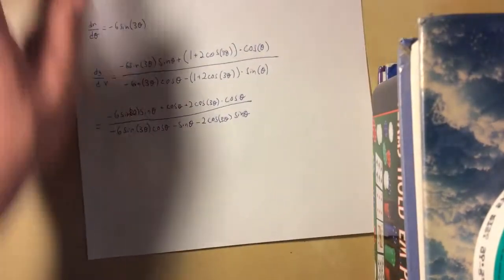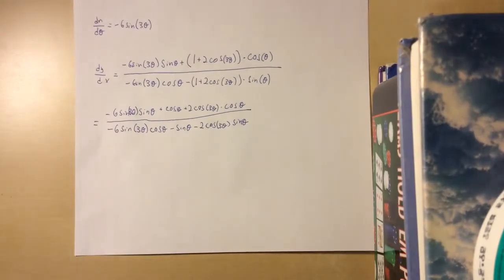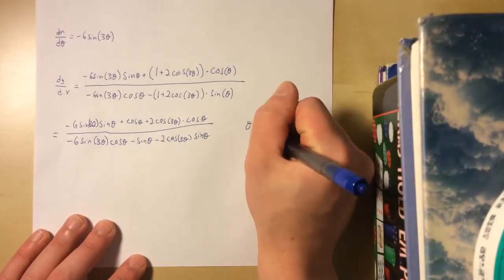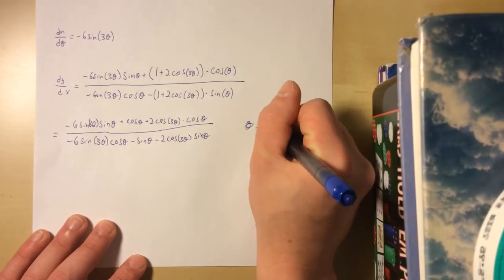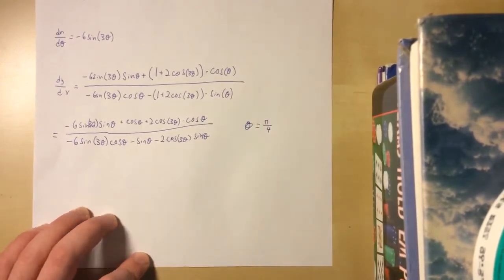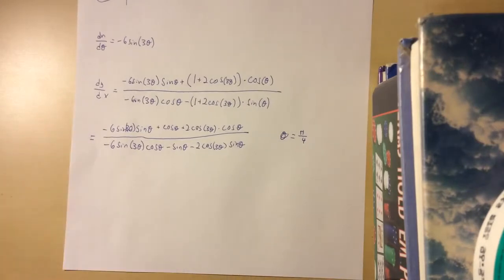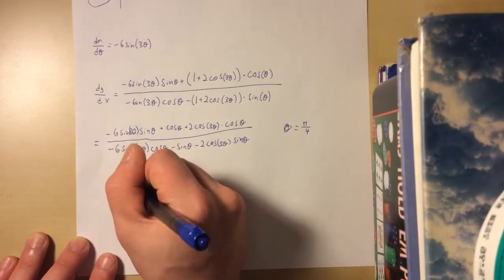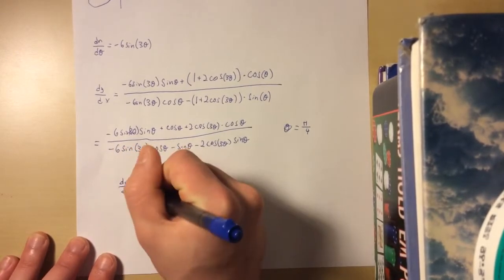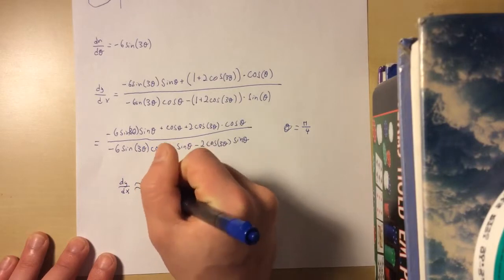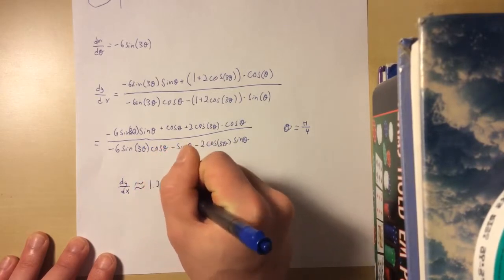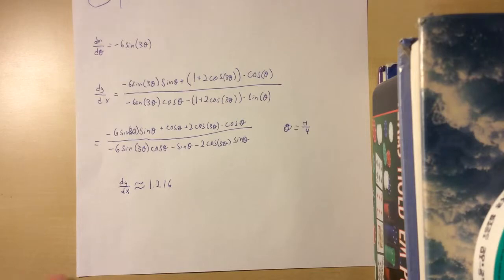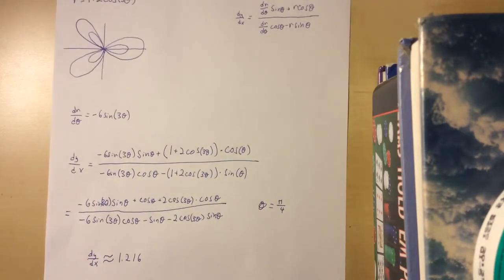So yeah, it doesn't look that nice, but now all we have to do is plug in theta equals pi over 4, and we just have a bunch of sines and cosines, so that's going to give us a real answer. And you guys can do that on the calculator. It might take you a while, but I got that dy dx is approximately 1.216. So let's go ahead and think about that for a bit.